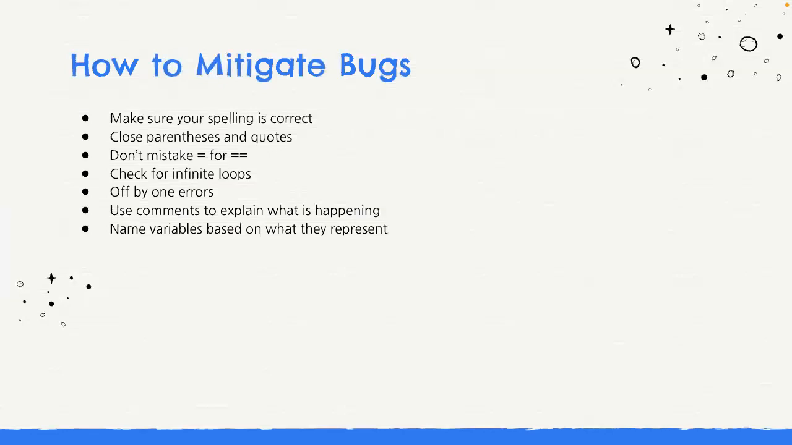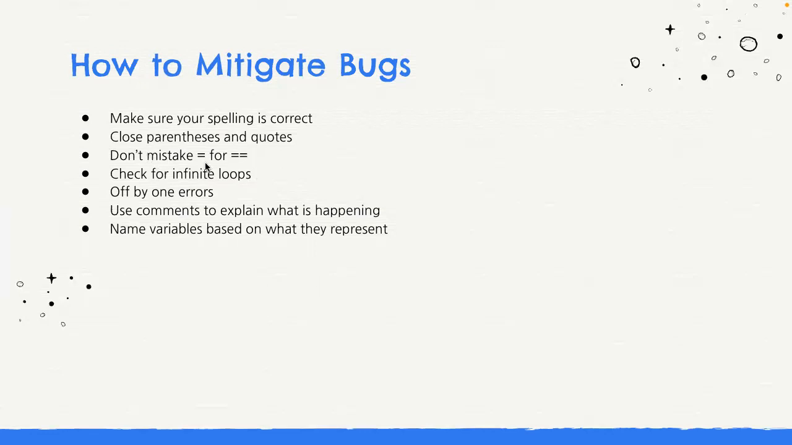Okay, we'll talk about how to mitigate bugs now. Make sure your spelling is correct. This is actually a very common problem. You're typing fast and you accidentally misspell something. That'll give you a name error, for example. Make sure you close your parentheses and quotes. Sometimes there are so many parentheses in your line, it can be really easy to mess up the number of parentheses. So just be careful and look through those very carefully.